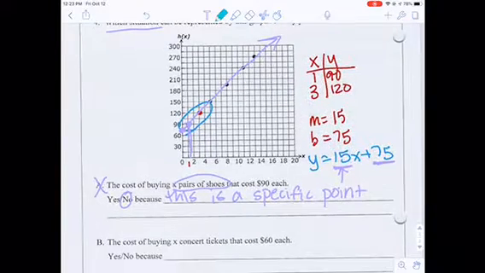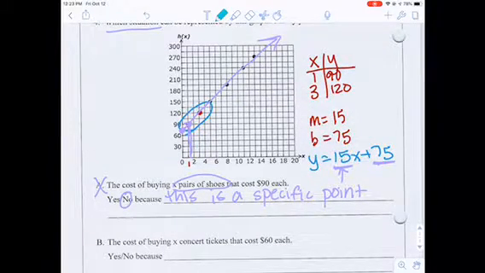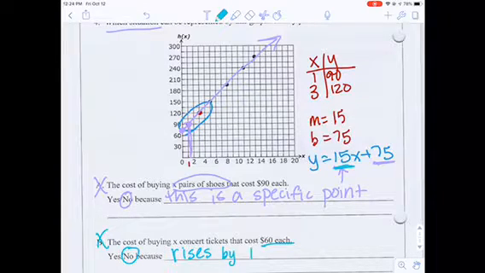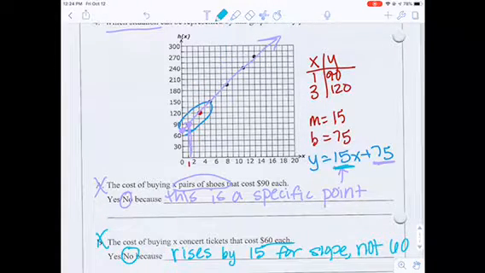B says the cost of buying X concert tickets that are $60 each. Remember, up here my slope is 15. So no, because it rises by 15 for the slope, not 60. So 60 doesn't have any relationship to my problem.